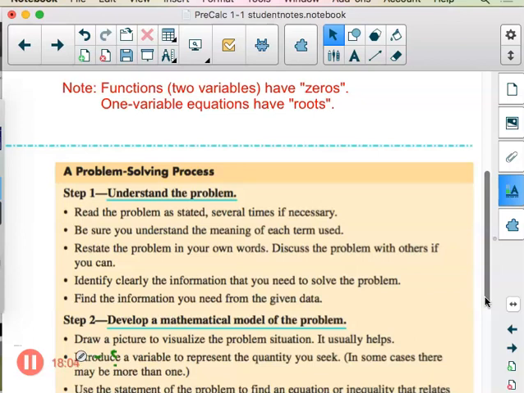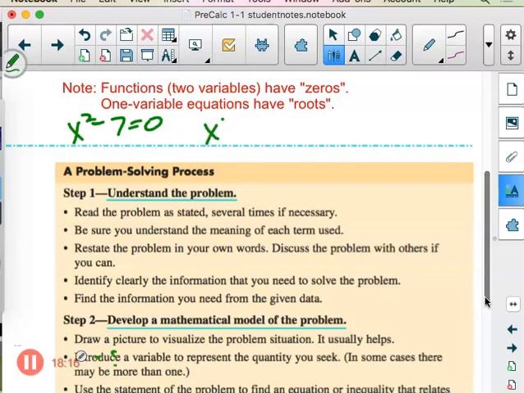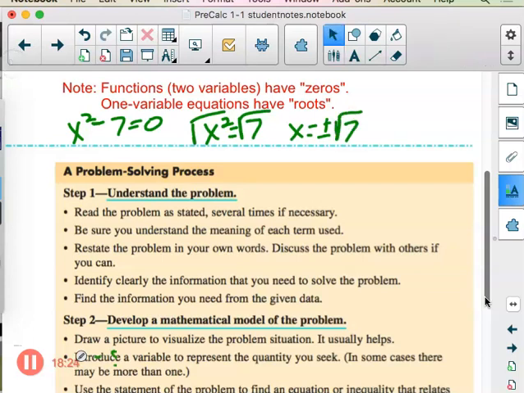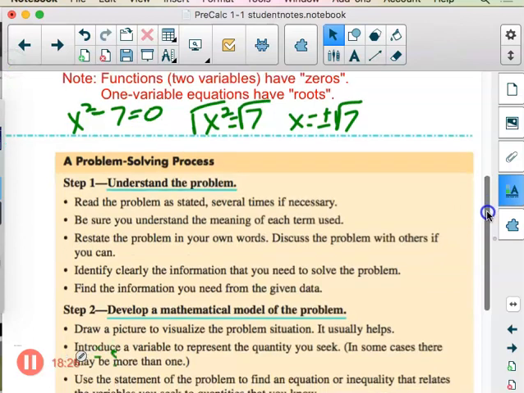So like it says, note that functions in two variables have zeros. One variable equations have roots. And those are situations where we're solving something like this. And we'd add 7 to both sides and then take the square root. So it depends on what you're working with too, the vocabulary that you should use.